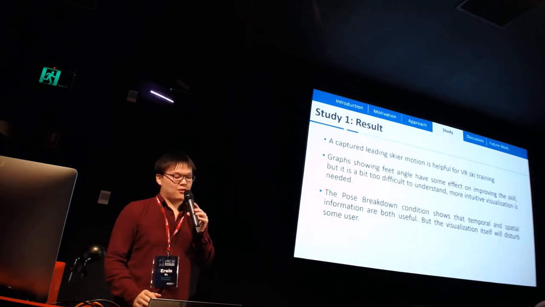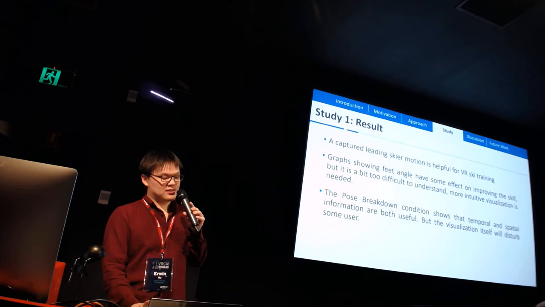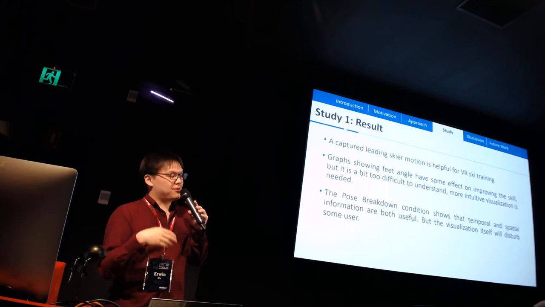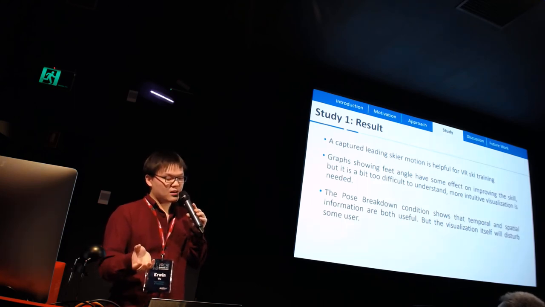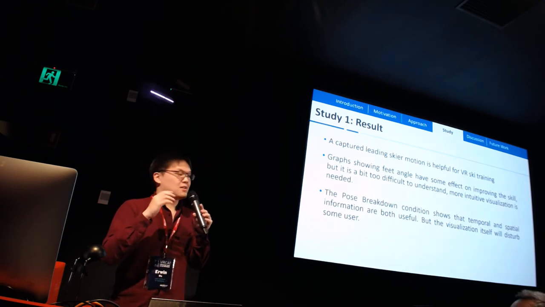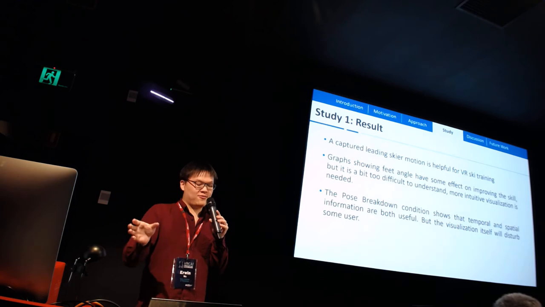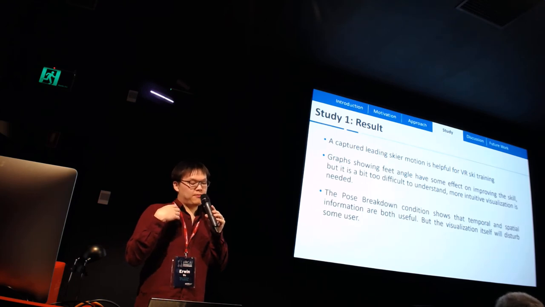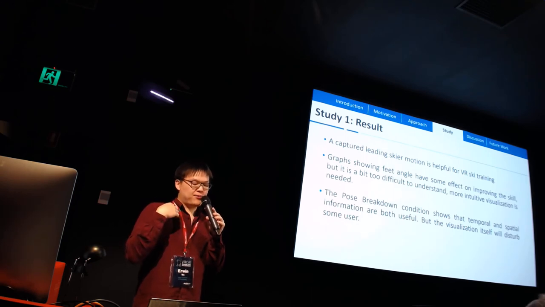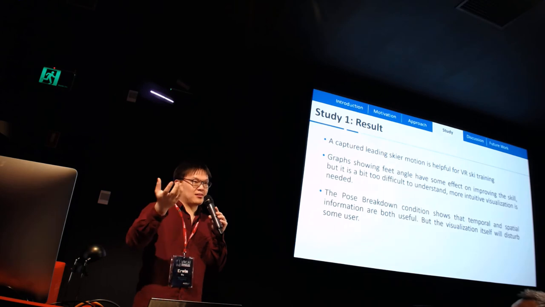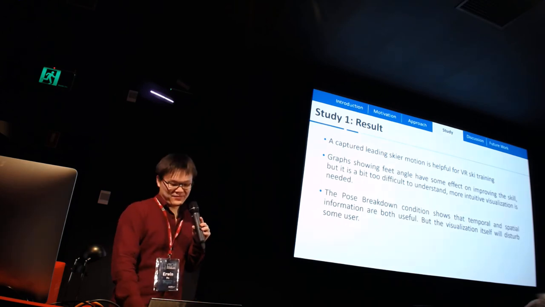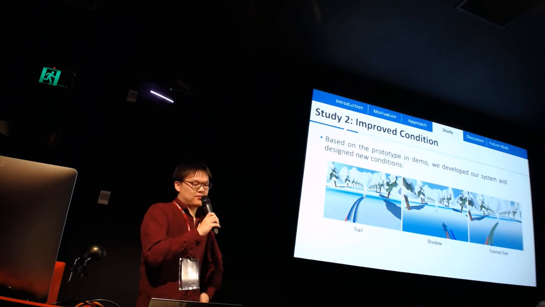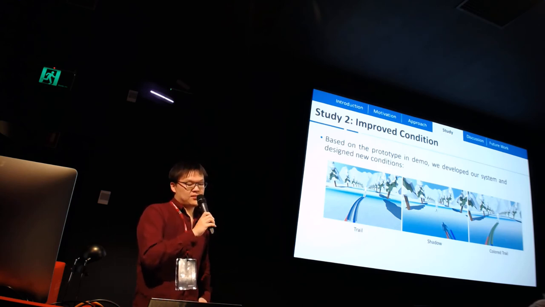So let's first summarize the result of the first study. A captured leading skier motion is definitely helpful for learning ski in VR according to our result. However, the graph feedback might be too difficult to understand during skiing. According to the interview taken after the study, some users prefer more simple and intuitive visualizations. The post-breakdown condition shows that both temporal and spatial information is important, but the effect goes to extreme. Also from the interview, we learned that most people who dislike the post-breakdown do so because the after ghost is too scary and annoying. So based on the result of study one, we want to conduct another quantitative evaluation.